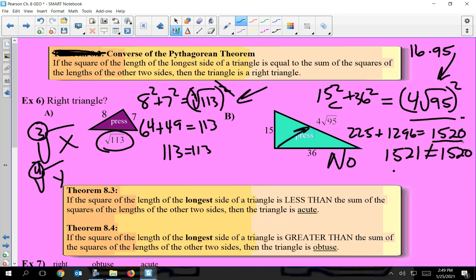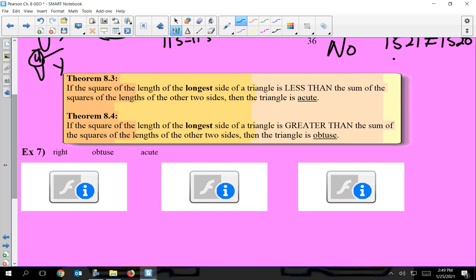Okay, here we go. Down here, another important thing, you don't have to write theorem 8.3. But this is when it's not a right triangle, when the sides don't add up to being right. Then I got to label it something else, okay? So if the square of the longest side of a triangle is less than the sum of the squares of the lengths of the other 2 sides, then the triangle is acute.